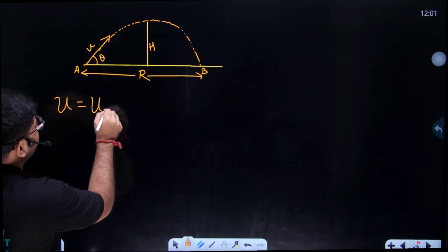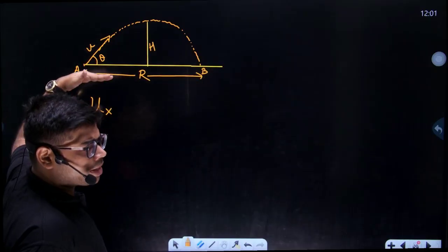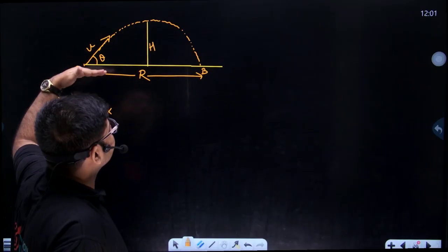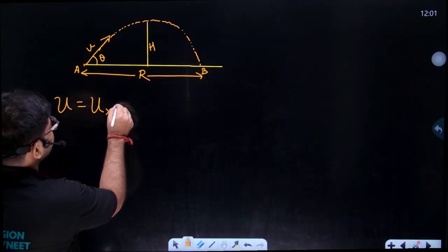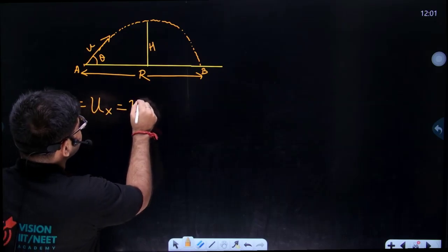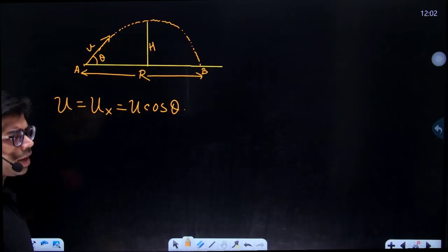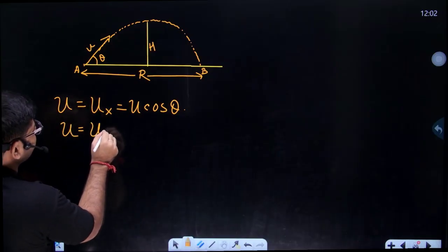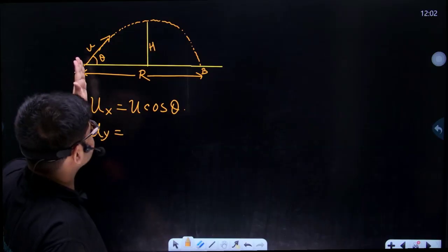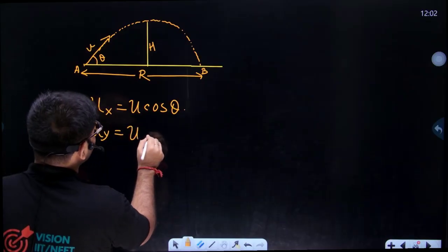One is ux, u along the x-axis. X-axis means my horizontal axis. This is my ux, u along the x-axis, which is nothing but u cos theta. We have seen that. Okay. Another is uy, along our y-axis, which is this axis, है ना? So this axis, which is nothing but u sin theta.